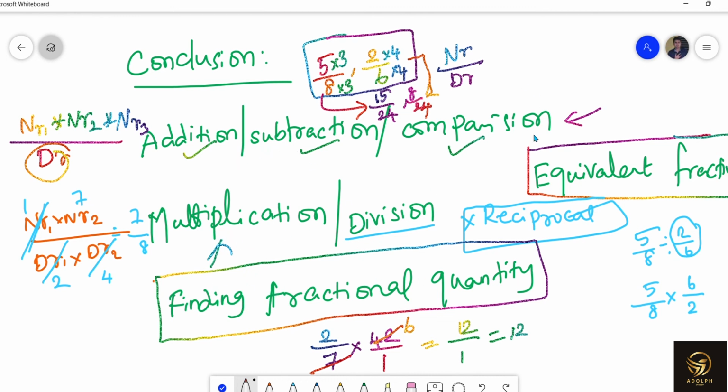Addition, subtraction, comparison and equivalent fractions are all one family. We should not mingle them. For multiplication, we need not change to any other form. The only thing is, a mixed fraction we will not use for any of the operations, that will be changed into an improper fraction. Other than that, we won't be changing anything. But in addition, subtraction and comparison, we have certain rules: the denominator should be the same and we apply the operations on the numerator.